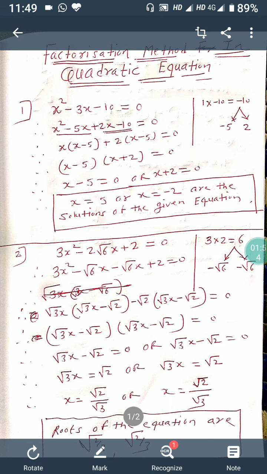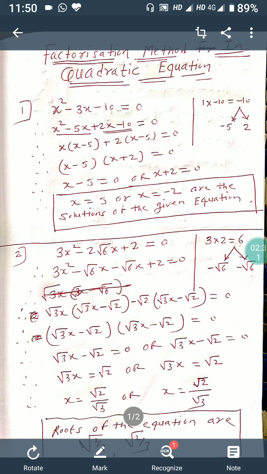Once again I am repeating, you should find two numbers whose product is equal to minus 10. How did minus 10 come? It is the product of the coefficient of x square and the last constant term, that is 1 into minus 10 is equal to minus 10. And the sum should be minus 3. So if we find, we will get two numbers, negative 5 and 2. Negative 5 into 2 is equal to minus 10 and negative 5 plus 2 is equal to minus 3.